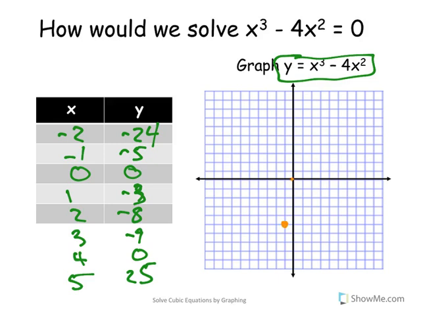I've got the origin. I've got 1, -3. I've got 2, -8. 3, -9, 4, we come up to 0, and then 5 all the way up there to 25.